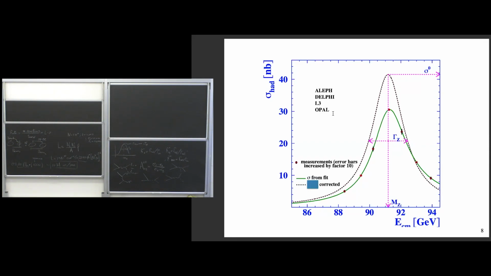And you find this green curve here, and these are the experimental points overlaid with our Breit-Wigner prediction, and this is the dashed prediction. Okay. So this is the Breit-Wigner formula, the one that we derived with our calculation yesterday.